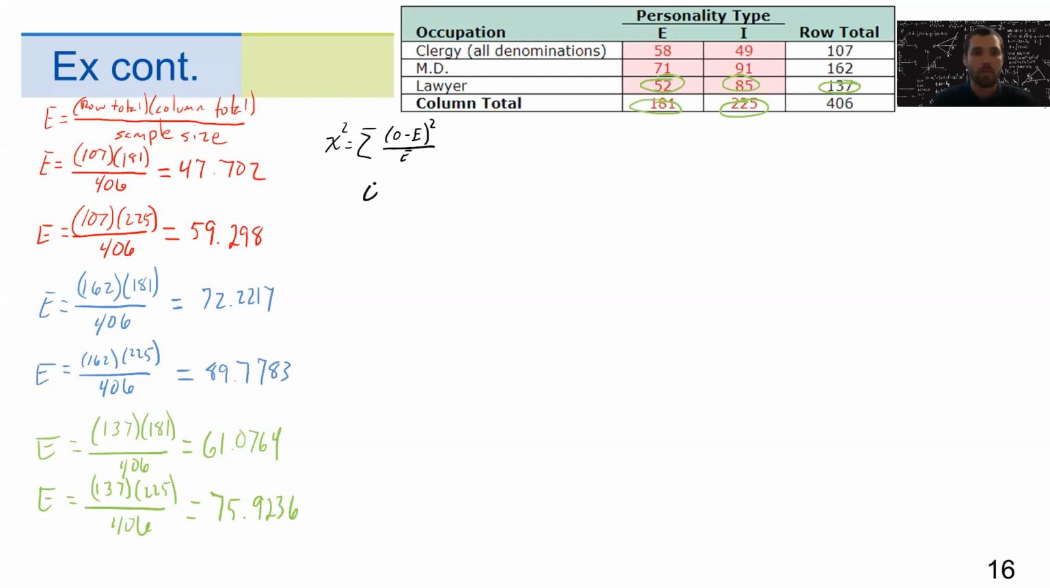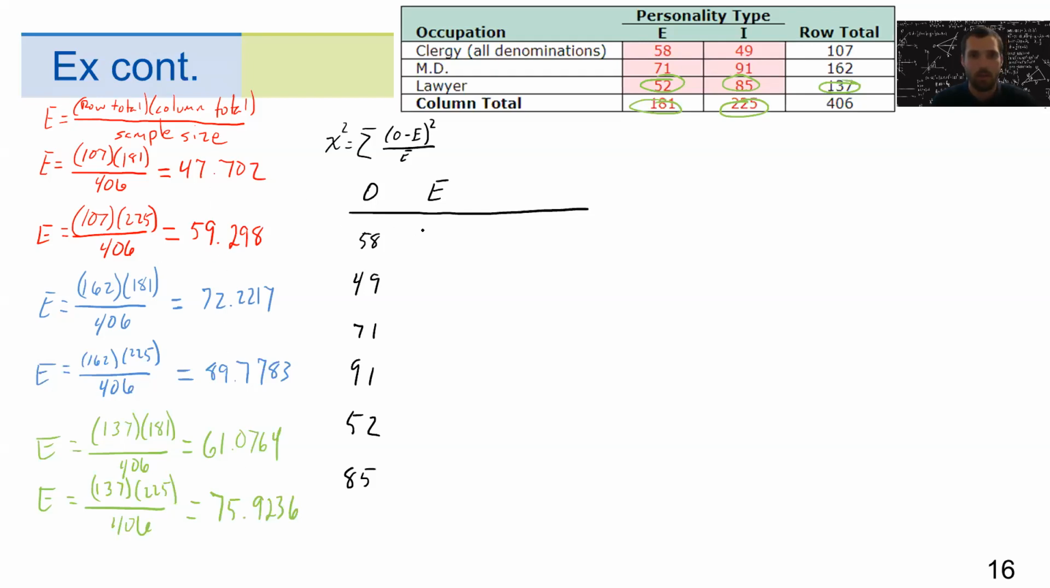So my first column will be O, my second column will be E, and I'm going to have a third, fourth, etc. Okay? My O column is simply my observed frequencies: 58, 49, 71, 91, 52, and 85, okay?